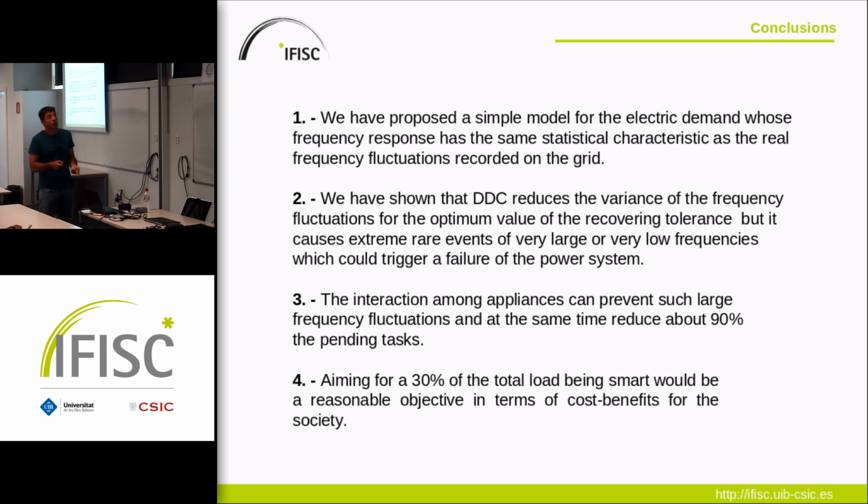We have proposed a model that reproduces the characteristics of the real frequency fluctuations. We have shown that DDC works to a certain extent, but when you introduce interaction among the devices, it works very well, okay? And essentially, 30% of the total devices being smart will be enough to keep things under control with a large integration of renewables, okay? So that's the take-home message. And yeah, thank you all for your attention.